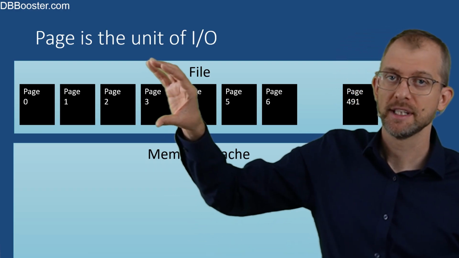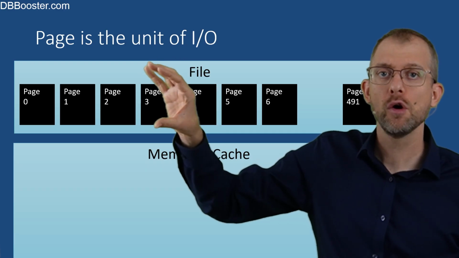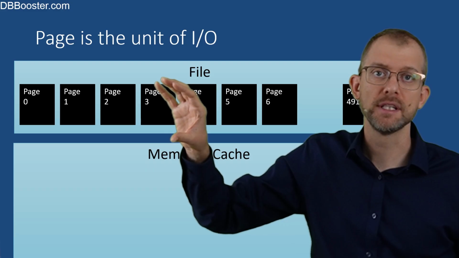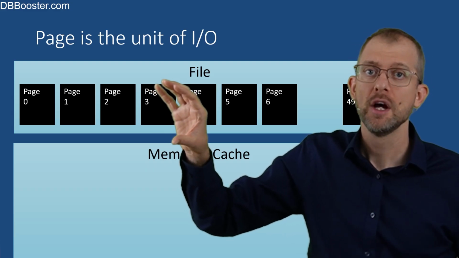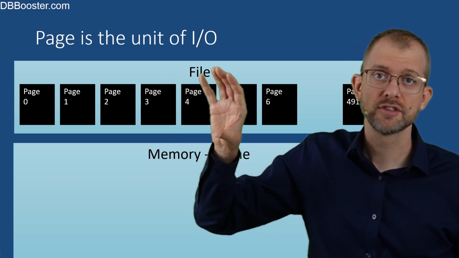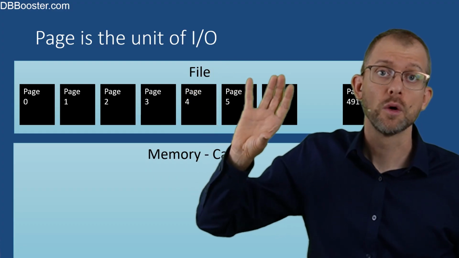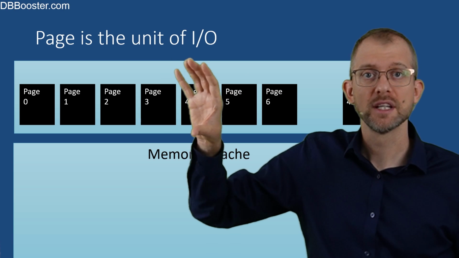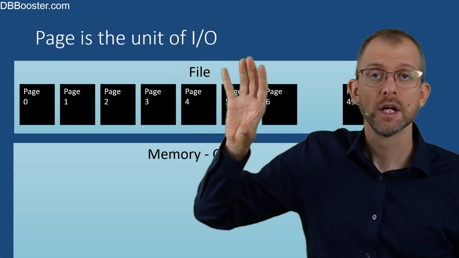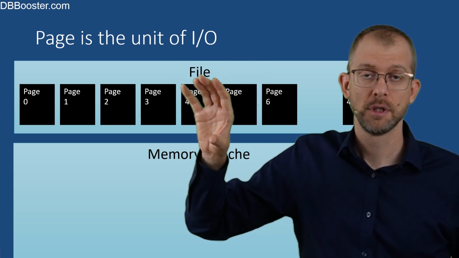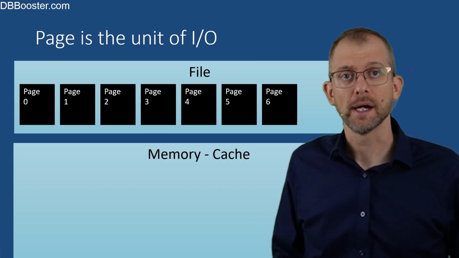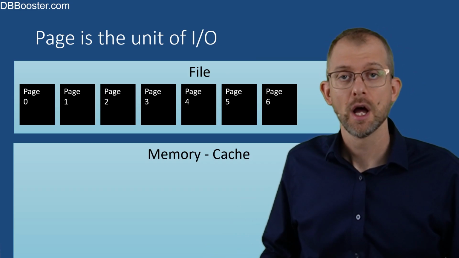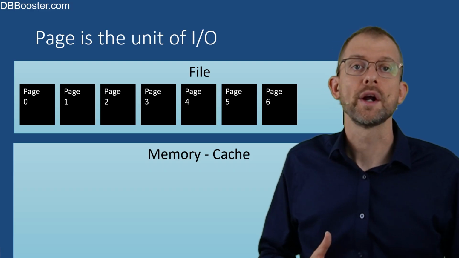A page is the unit of I/O. I/O stands for input and output, and in database world, it simply means reads and writes. There is no such thing as read one row or write one row. Whenever the database works with data, it always reads or writes the entire page. In my case, that's 8 kilobytes. So when I read from disk, I don't get just one row.